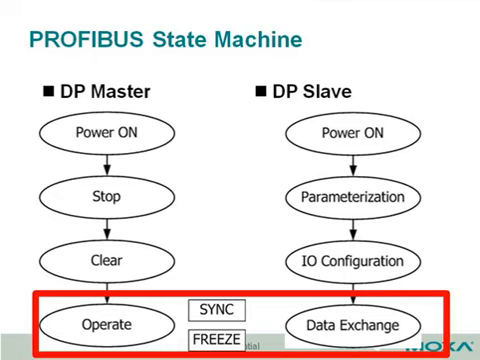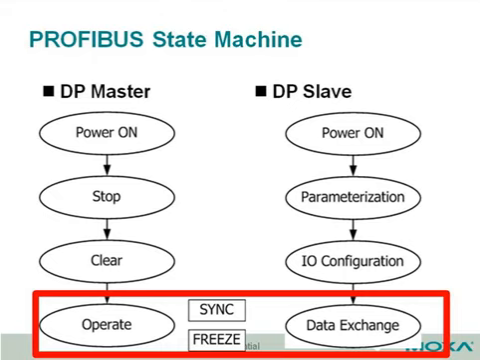In this state, the master configures the I/O modules it will read or write on the slave. If everything is okay, the slave will move on to the data exchange state, which means the master and slave are going to exchange the data of the I/O modules cyclically.